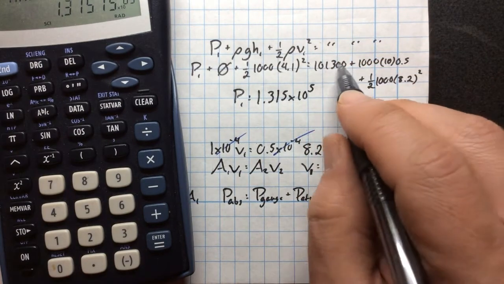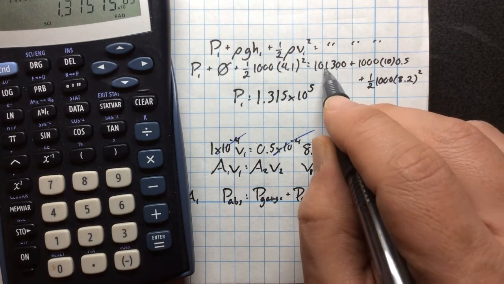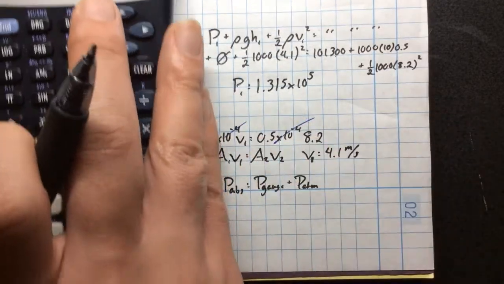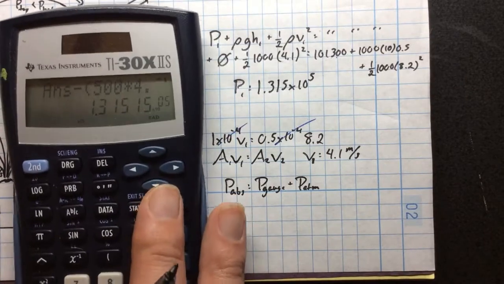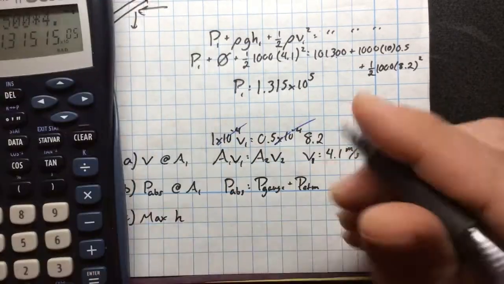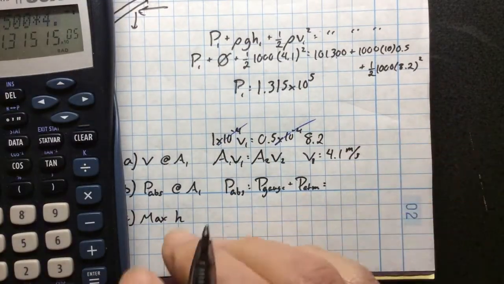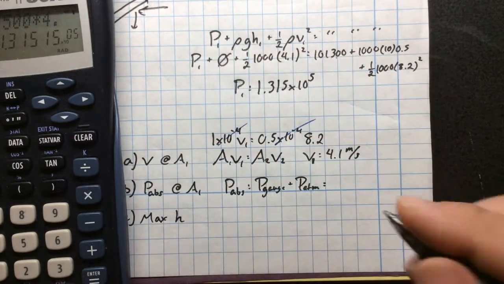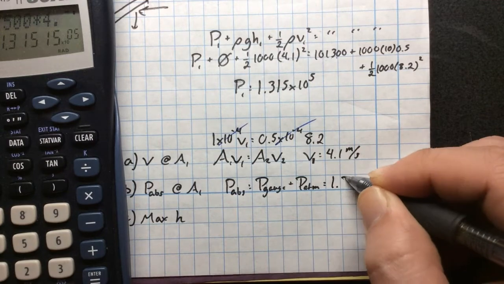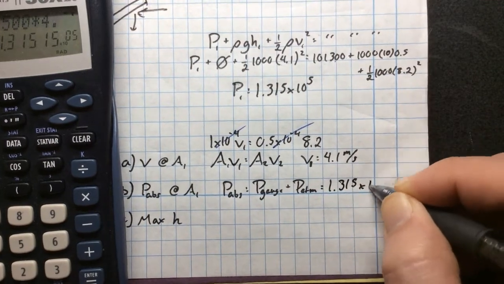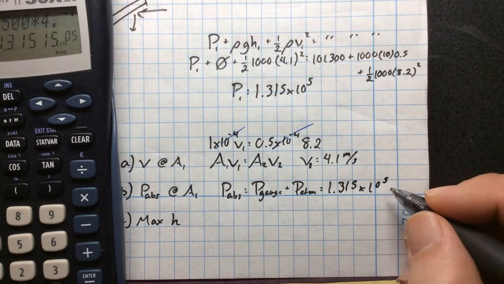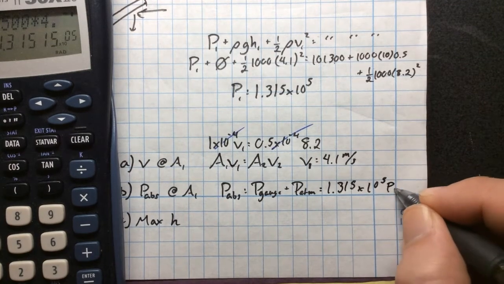And let's see, 1, 2, 3, 4, 5. It definitely went up, and that's what we want. So it's going to be a higher pressure because it's lower. And so the absolute pressure, which is including that atmospheric pressure, because that's kind of what we did over here, is going to be 1.315 times 10 to the 5th power. And then the units would be the Pascal.